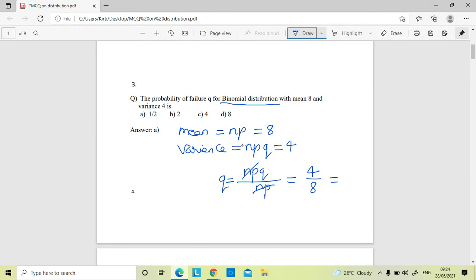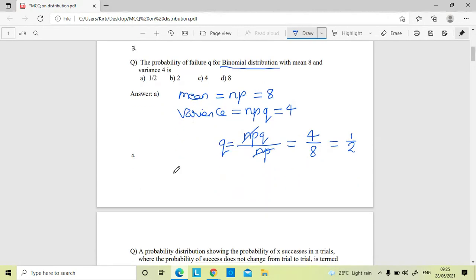So Q is equal to 1 by 2. In this way we will get it. So always before solving an example, think about what are the things given, and how we can make use of the given things to get the required answer. Now let's have the next question.